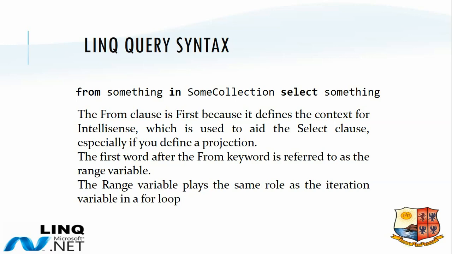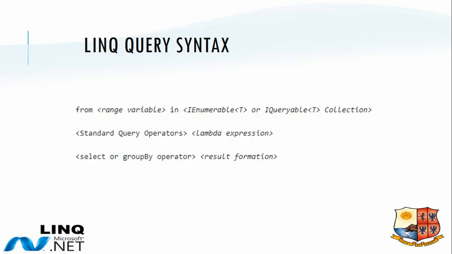Okay, what is that something? That's the range variable. Same name as the range variable, because for i in range, print i. Remember that, same thing we are using here. So the from clause is first because it defines the context and it tells you where the collection is coming from. The first word you see after the word from is called a range variable. Same thing I explained now.